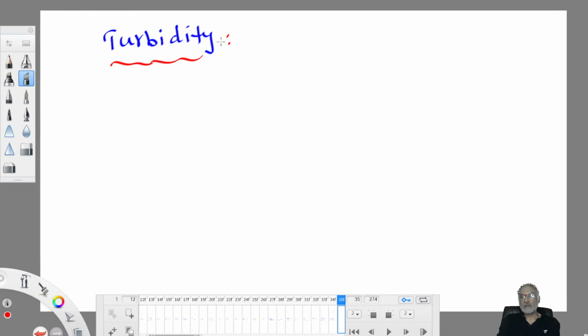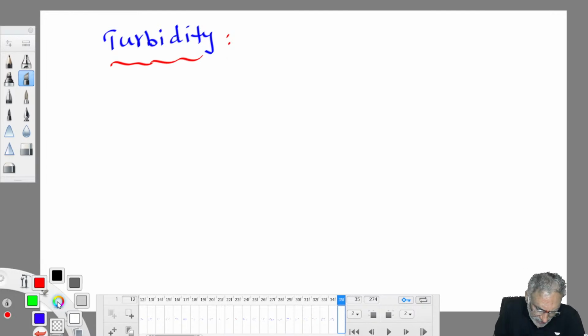Both of them are visible to the naked eye. If water has color, you can see it; turbidity, that also you can notice in water using your eyes. Naked eye means without any lens you can notice it. What is turbidity? Turbidity is nothing but opaqueness in water. Opaqueness in water is known as turbidity.